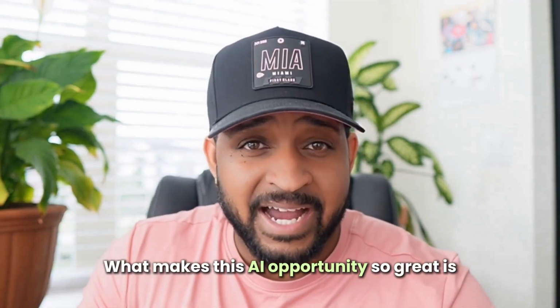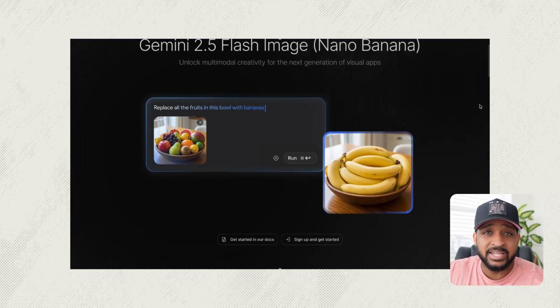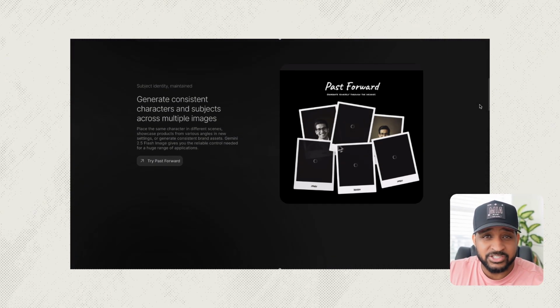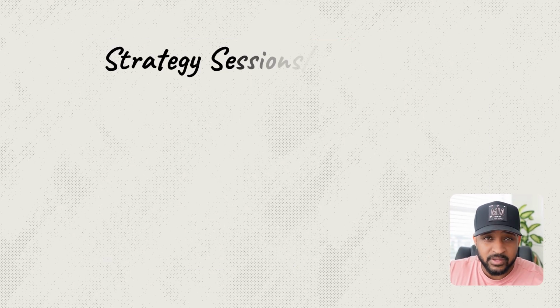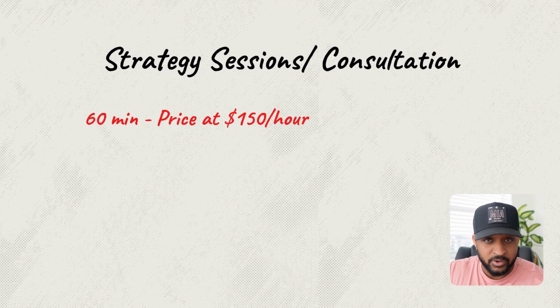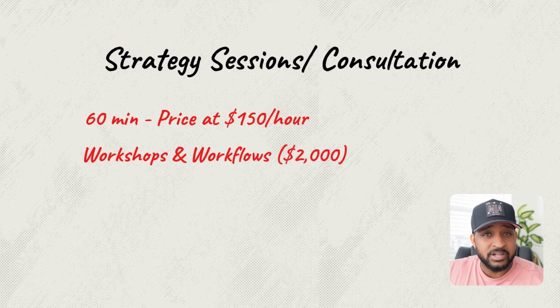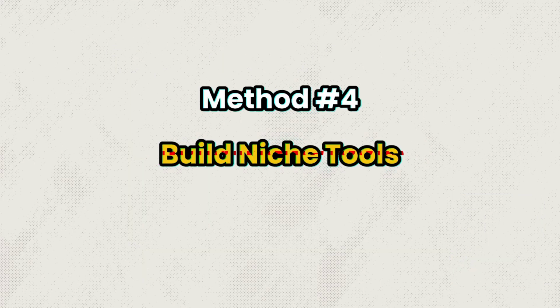What makes this AI opportunity so great is you don't need to be an expert, just a few steps ahead. Nano Banana is brand new, which means businesses are desperate to learn how to use it. So this is what you can do. Offer 60-minute strategy sessions for $150 an hour. Run workshops for creative teams or package done-for-you workflow setups for $2,000 or more. You can even add ongoing maintenance as a monthly service. This is too easy.